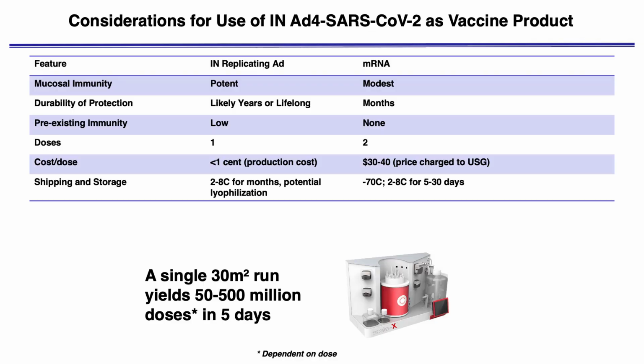These are single-dose vaccines, extremely inexpensive, with great cold chain characteristics, and a single run in one of these Scalex machines from our collaborators at Exothera yields 50 to 500 million doses in 5 days. This machine is maybe the size of one of the large espresso machines that you see in a restaurant. It's quite powerful, and they have even larger machines that can do 10 times that amount. So the ability to scale is quite extraordinary.